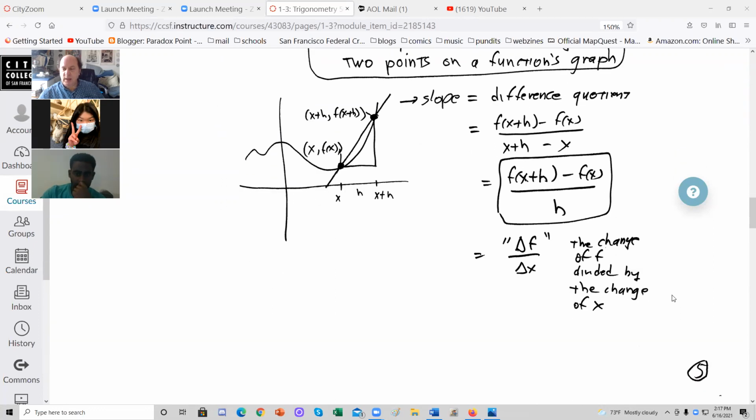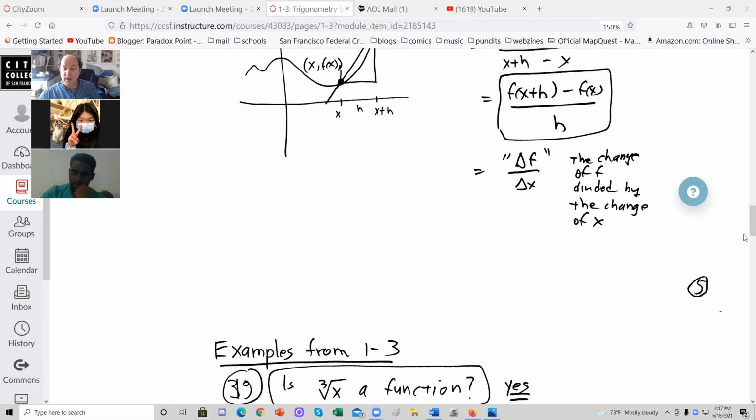In calculus, this is denoted delta f over delta x, where delta is the Greek letter d, meaning difference, capital D. So it's the change in f divided by the change in x. So it's a rate of change over the interval from x to x plus h.